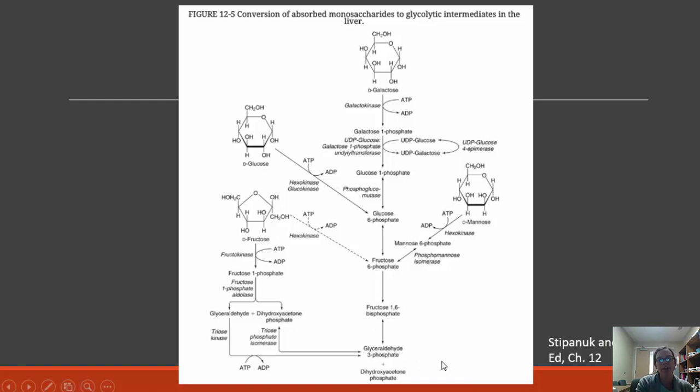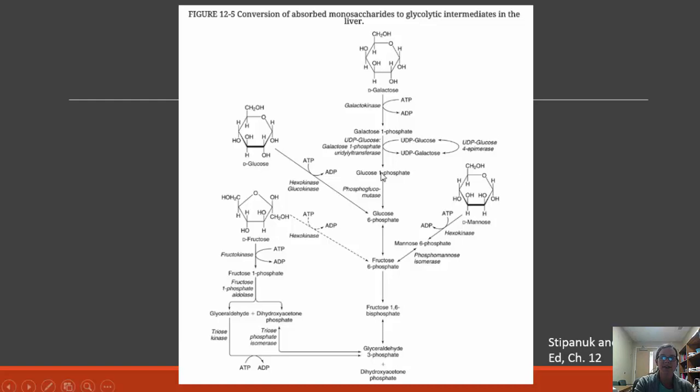But what this figure is showing is what happened to all the other types of monosaccharides, right? We saw that all the monosaccharides were absorbed into the hepatic portal vein, but all we've been talking about is glucose. So what happened to the other ones? Well, as this diagram shows, the other monosaccharides are also broken down and degraded, and they're broken down until they get a product that is an intermediate of the glycolytic pathway, and then they enter the glycolytic pathway just like glucose was.